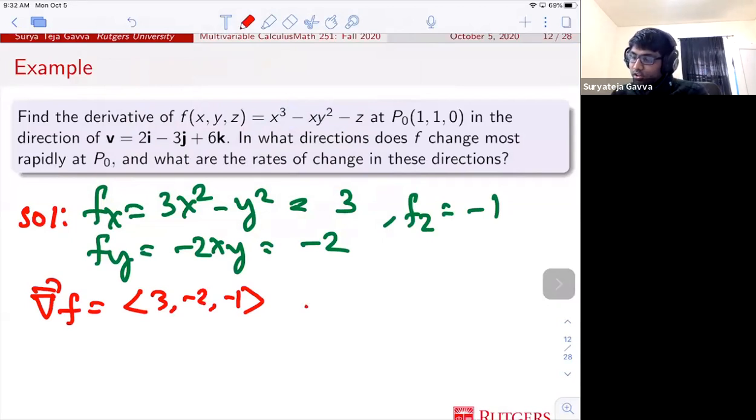So, and the direction of v, v is given by this vector. Can you tell me the direction of the vector v? What will be the direction of the vector v? Oh, 3 minus 1 is just 2. Good. This is 2.